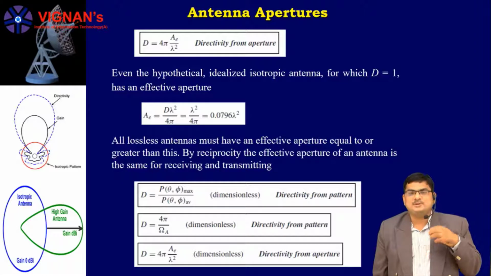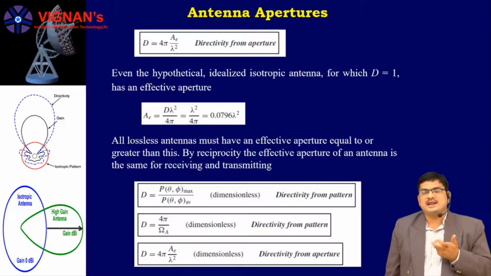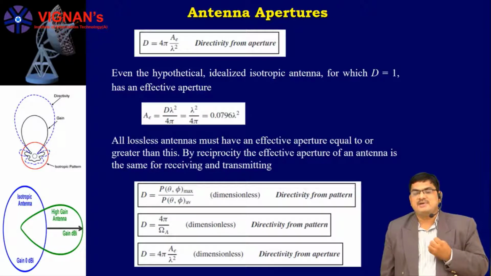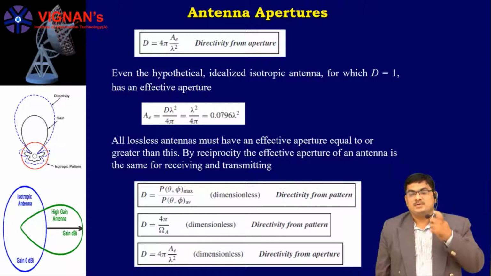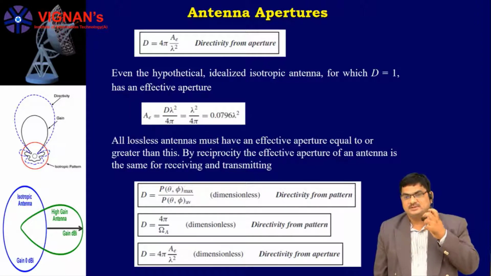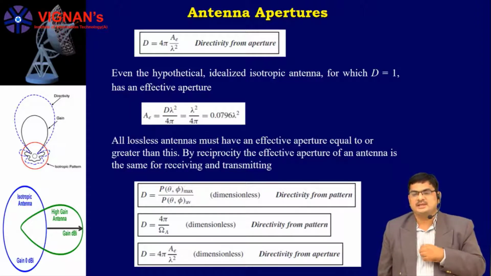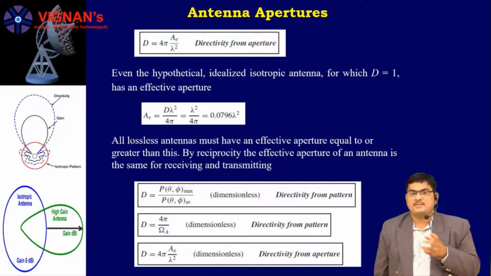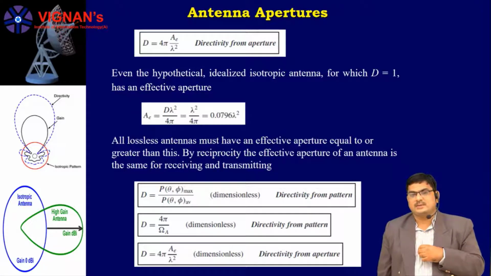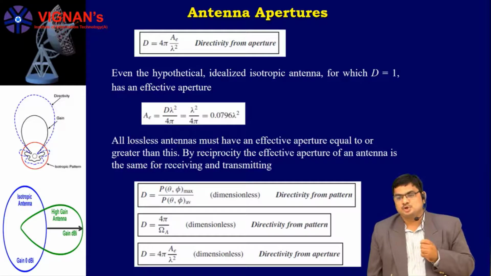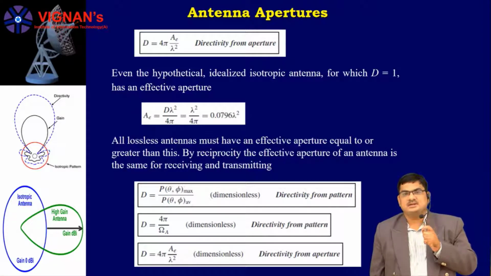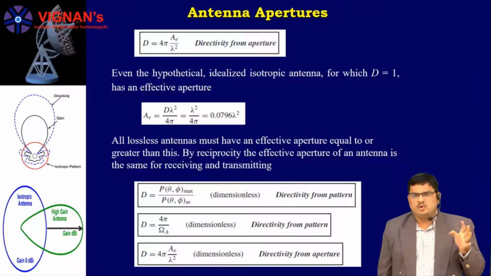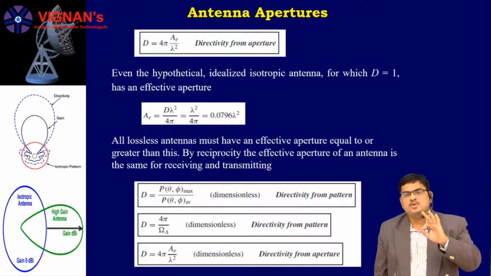For a hypothetical isotropic antenna, your D value is 1. So the effective aperture AE equals lambda square by 4 pi, which is 0.0796 into lambda square. Most lossless antennas maintain this value or greater than this value.